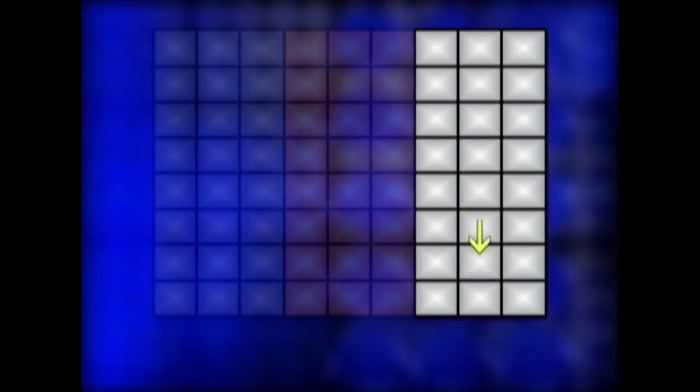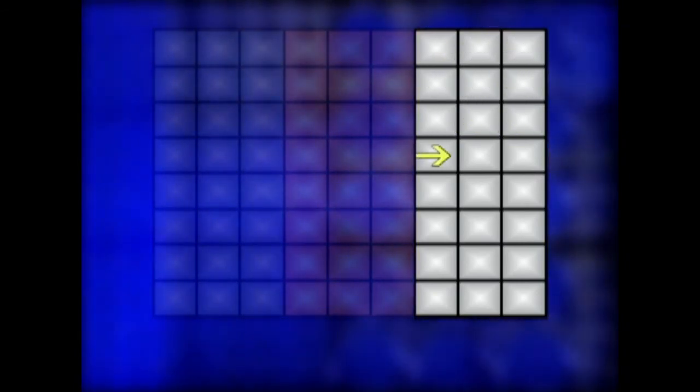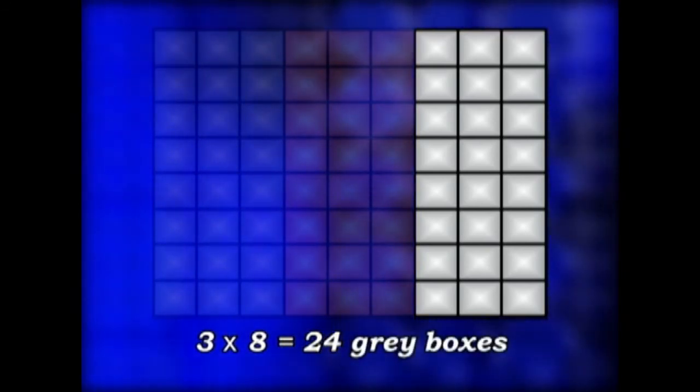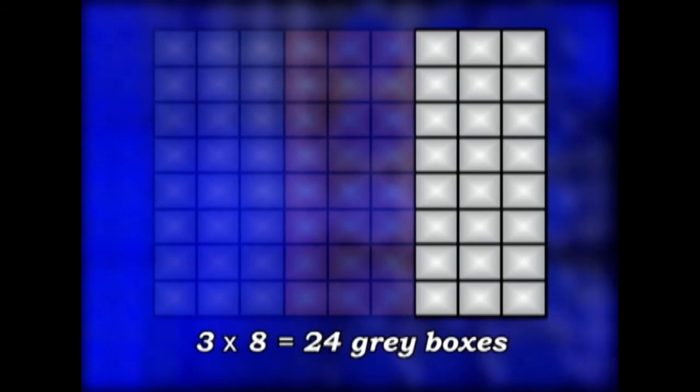How many columns are there? 1, 2, 3. And how many rows are there? Let's count. 1, 2, 3, 4, 5, 6, 7, 8. So 3 times 8, that's 24. So there are 24 grey boxes.